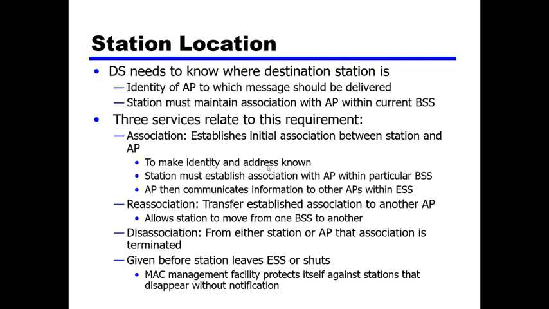Reassociation transfers an established association to another access point, allowing the station to move from one BSS to another. Disassociation: the association is terminated by either the AP or the station. Even before the stations leave the ESS or shut down, the MAC management facility protects itself against stations that disappear. So the next part we can study in the next lecture.